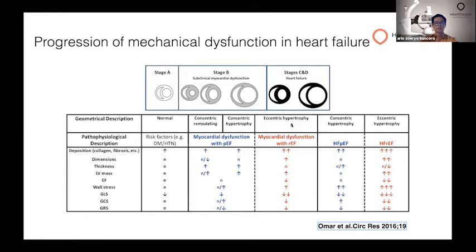And if we look at the table here, one column is myocardial dysfunction with preserved ejection fraction. This is related to those with heart failure with preserved ejection fraction, and some already enter the C and D stages with a reduced ejection fraction, both with alterations of changes in dimension, thickness, and LV mass. But you can see that there are other parameters, from which echo can provide information to define the patient's prognosis and also the outcome.